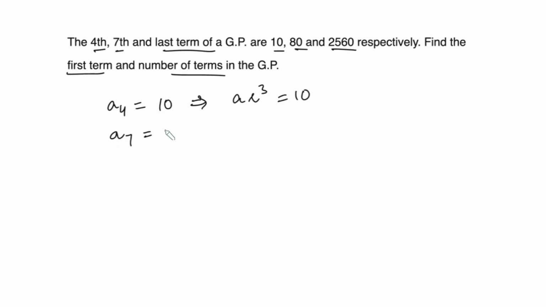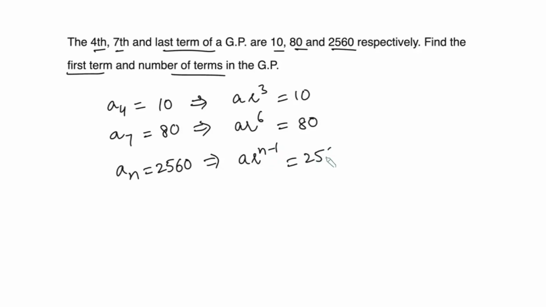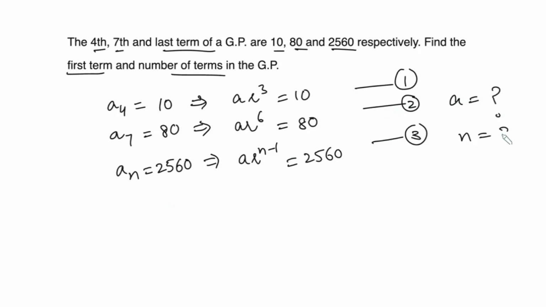A7 is given as 80. That means a r to the power 6 is equal to 80. And the last term, which is an, is given as 2560. So we have a r to the power n minus 1 is equal to 2560. We can name these equations as 1, 2, and 3. And we want to find the value of a as well as the value of n.